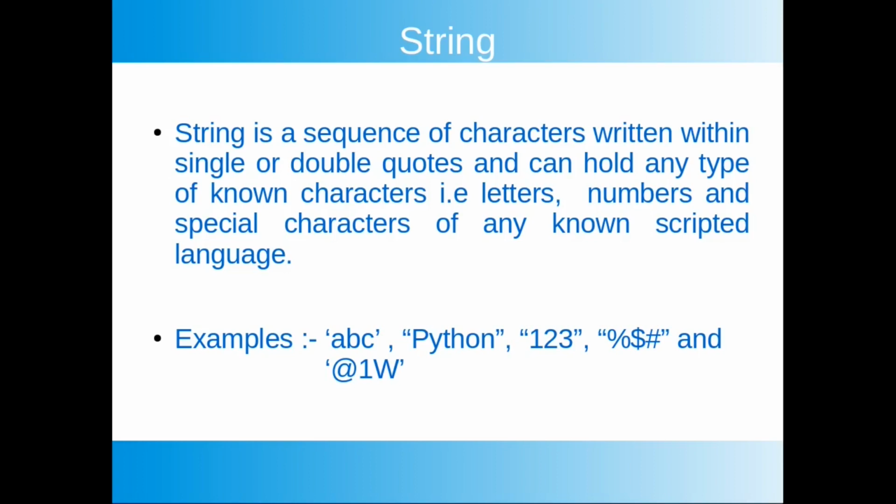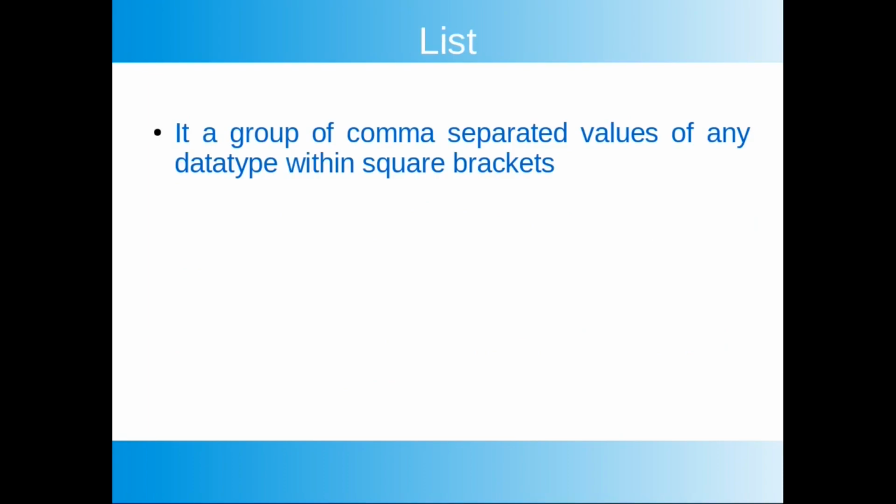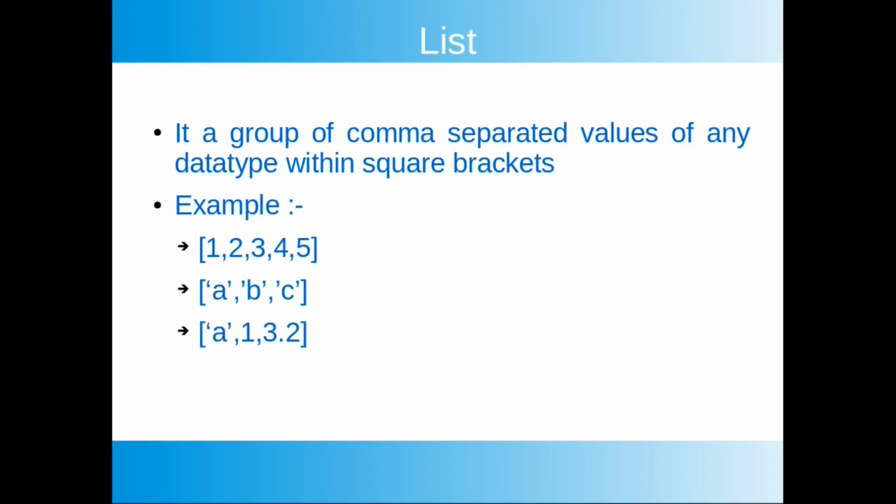Next comes the list, which is a group of comma separated values of any data type within square brackets. The examples of list are as follows. The first is the group of numbers separated by commas and within the square brackets. The second one is a group of characters within single quotes, and each of these characters is separated by a comma. And the third one is your mixed list, which contains a character, an integer and a floating point value.